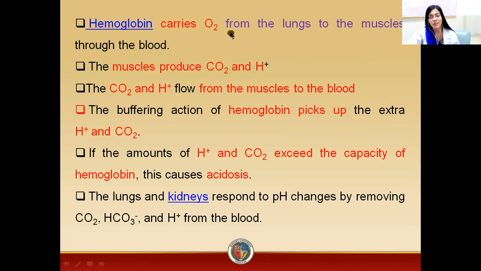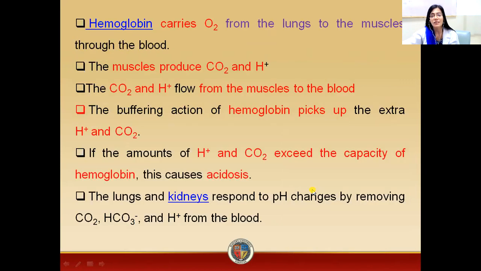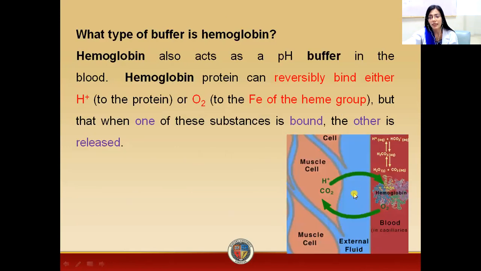Hemoglobin carries oxygen from the lungs to the muscles. So in this diagram, this hemoglobin was taking oxygen from the lungs, and now this hemoglobin is taking this oxygen towards the muscle so that the muscles can get this oxygen to perform their functions. Now, after different metabolic processes in the cell, the muscles will produce carbon dioxide and hydrogen ions. These carbon dioxide and hydrogen ions will flow from the muscles to the blood, as represented in this diagram.